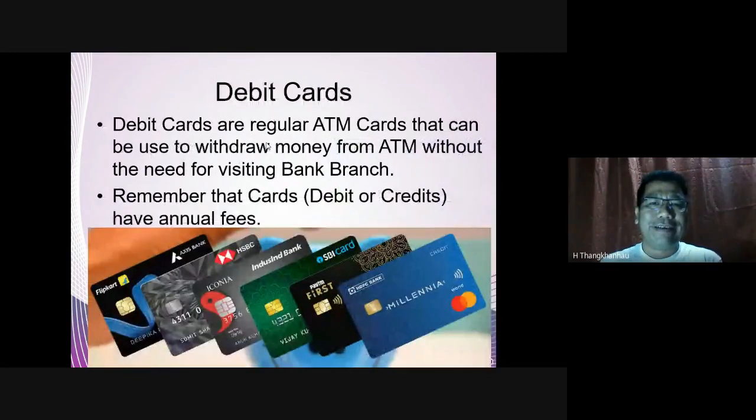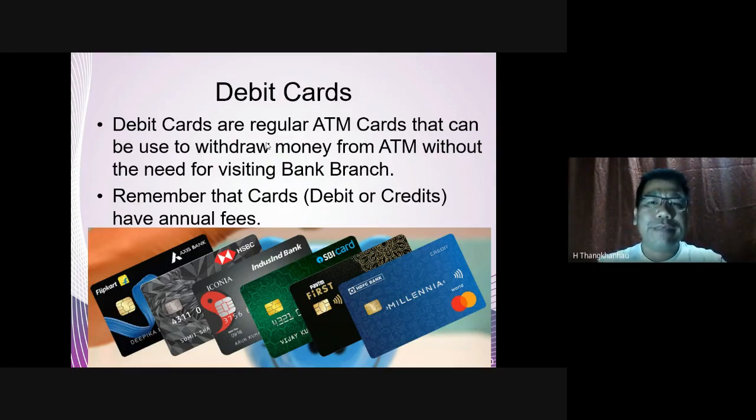Debit cards are regular ATM cards, okay? I hope you have it. You have one or two, right? So there is nothing much to explain about debit cards. These cards are very useful for withdrawing money from ATMs, with no need to visit the bank or something like that.